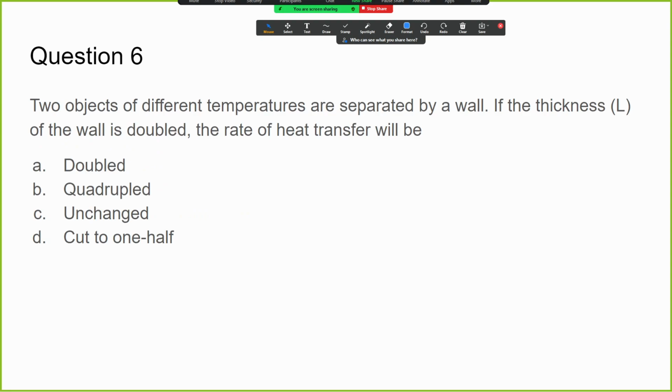Two objects of different temperatures are separated by a wall. If the thickness of the wall is doubled, what happens to the rate of heat transfer? If we remember our heat transfer equation, that is delta Q over the change in time, or just time, however you want to write it, is equal to conductivity times the area times the change in temperature divided by the length. So if I double the length, that means I'm going to cut my rate of heat transfer in half.